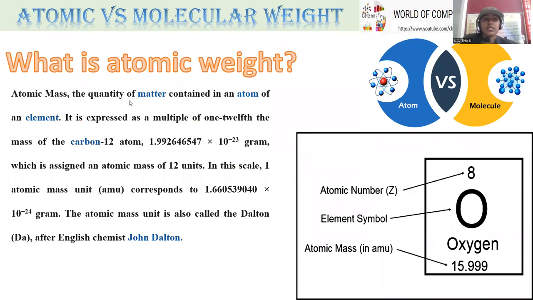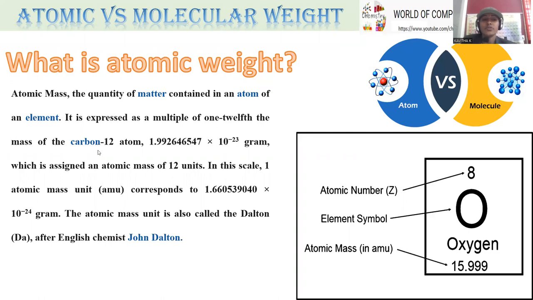Atomic mass. Now we are going to discuss it. Till now we discussed what is an atom and what is a molecule. Now the topic is atomic weight. How can we calculate atomic weight? Atomic mass is the quantity of matter contained in an atom of an element. It is expressed as a multiple of 1/12 of the carbon atom, right?